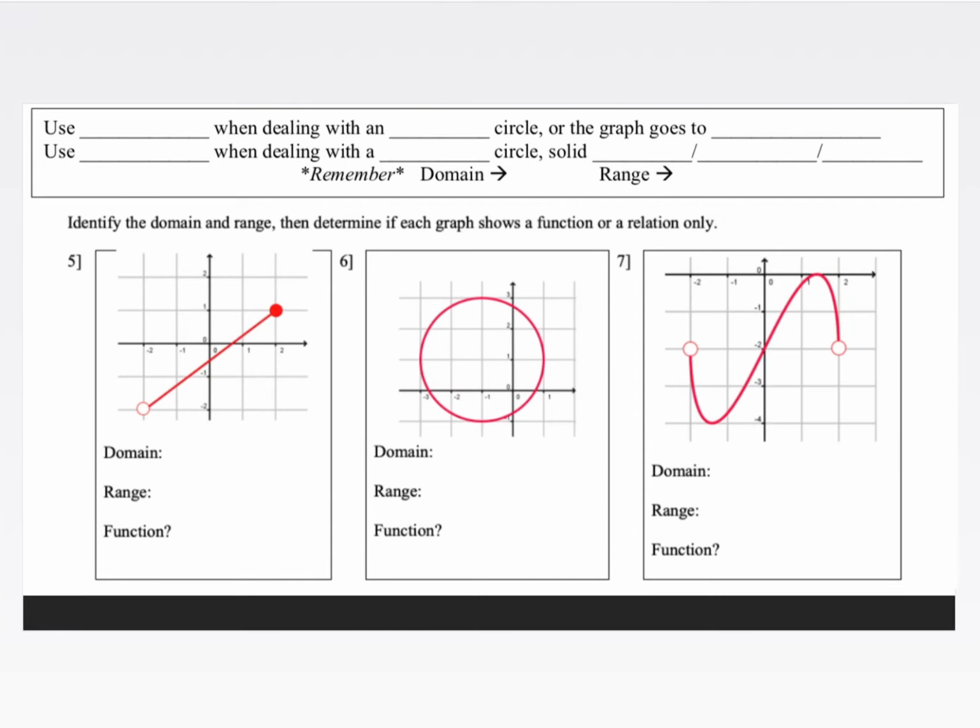Now let's move along to the domain and range. Keep in mind that our domain deals with all of our x values and our range deals with all of our y values. Now we use parentheses or strictly less than or strictly greater than when dealing with an open circle on our graph, or when we see that the graph goes to infinity and it goes off of the page.